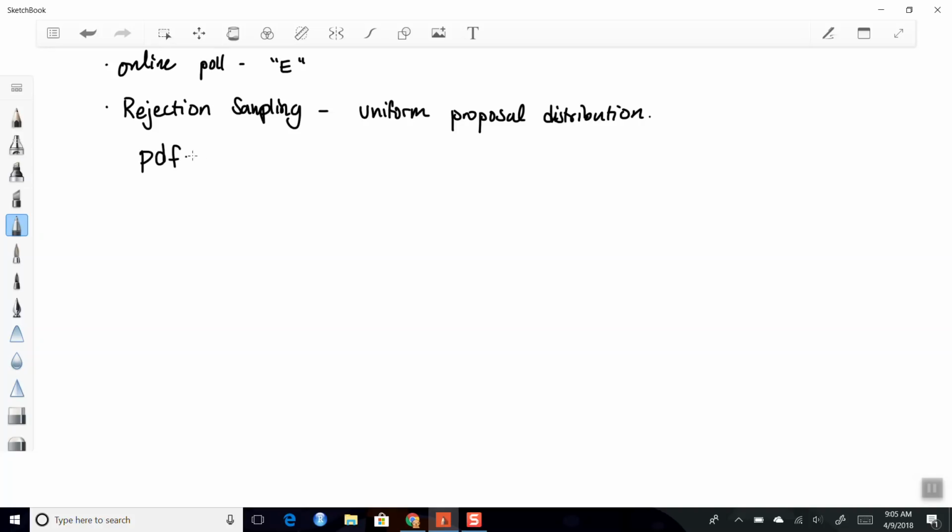The PDF is proportional to sine of x. I think last time I just said the PDF is equal to sine of x. That's actually not true. The PDF is proportional to sine of x for x between 0 and pi. And so when you go from 0 to pi, the PDF will look something like this, okay?